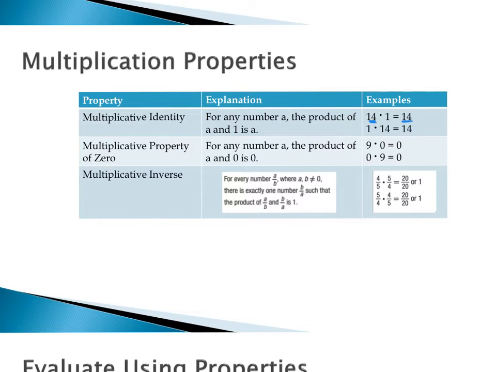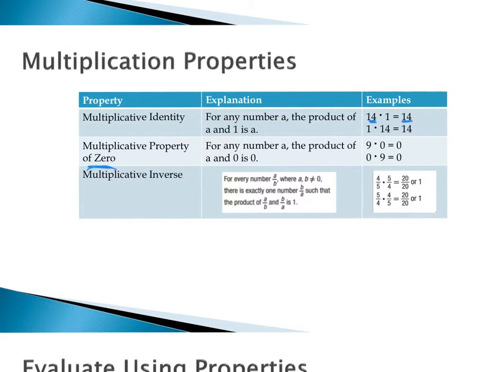The multiplicative property of 0 is just a fancy way of saying anything times 0 is 0. That's it. Doesn't matter where 0 is in the equation. If you multiply a number times 0, you're going to get 0.